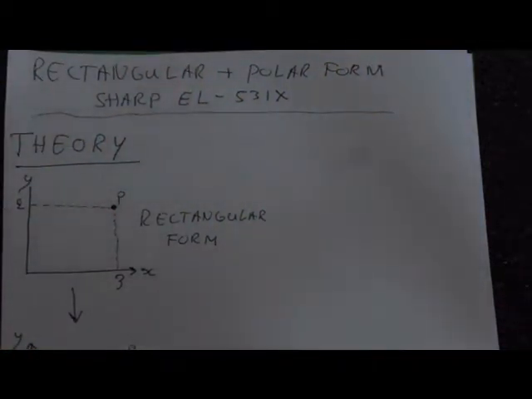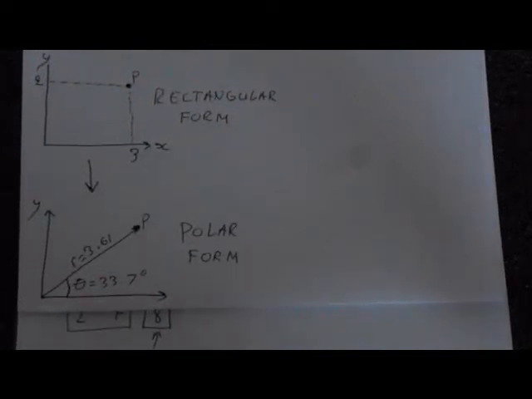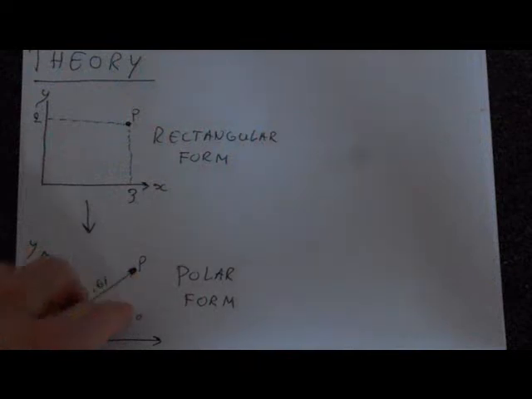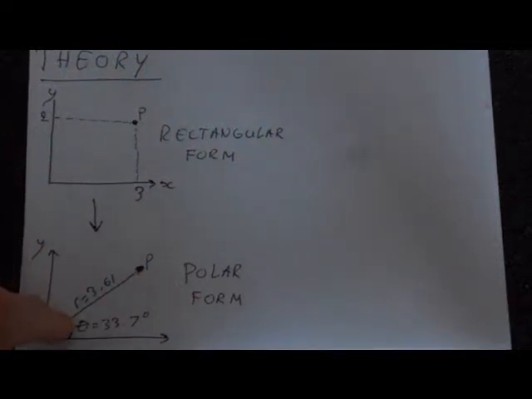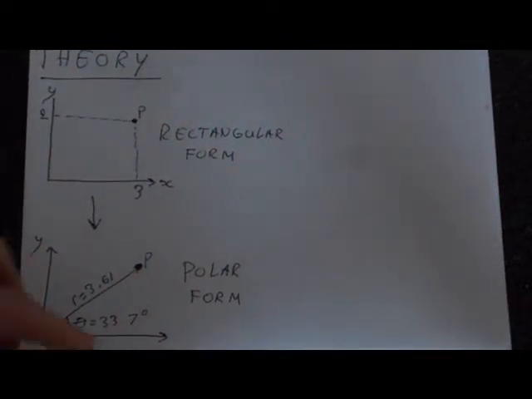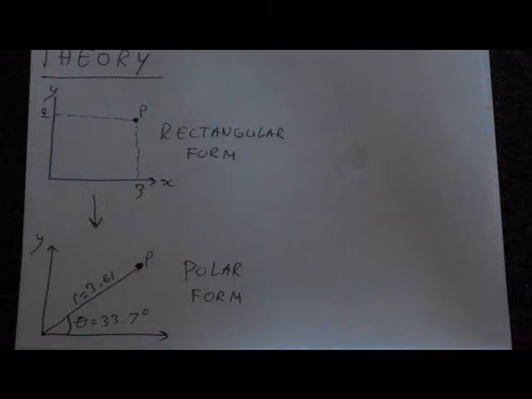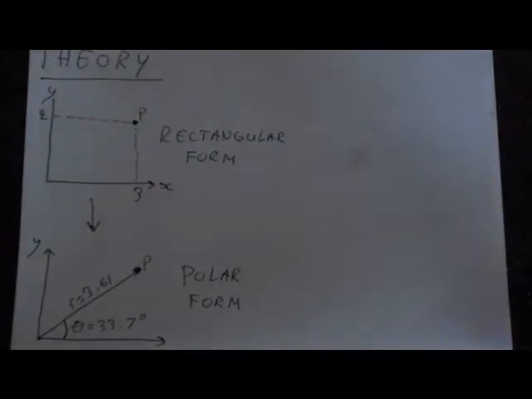You can of course display this in a different form, which is the polar form, which is specifying point P by a distance r from the origin, and this line is at an angle of theta. It's an alternative coordinate system, and you can convert between these very easily using your calculator.